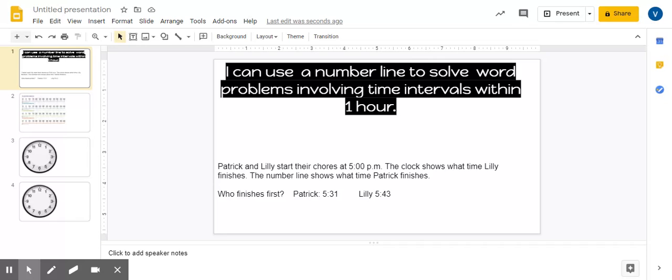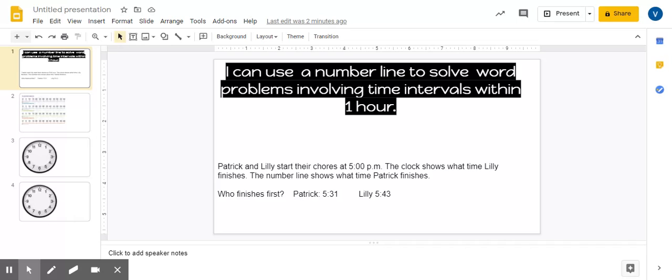What I would like for you to do is to pull out your timeline and stick it into your plastic sleeve, and we're going to solve how much faster did Patrick finish his chores than Lily? So what I would like for you to do is to go ahead and label your timeline 0 on one end and 60 on the other. So 0 on one end and 60 on the other, if you will.